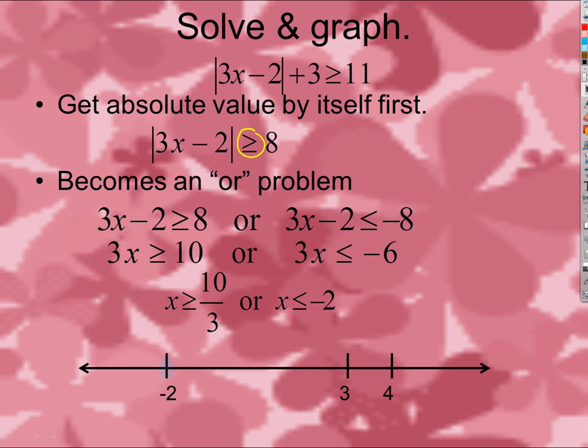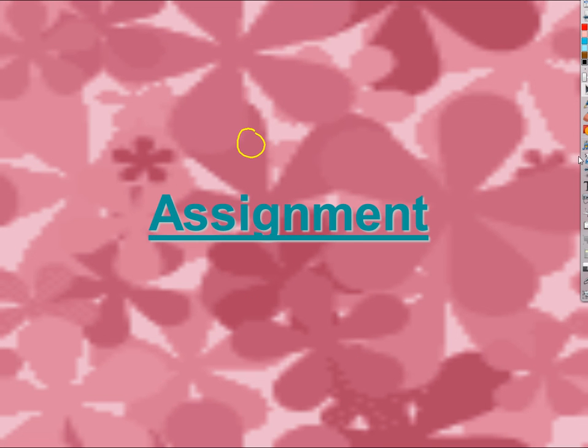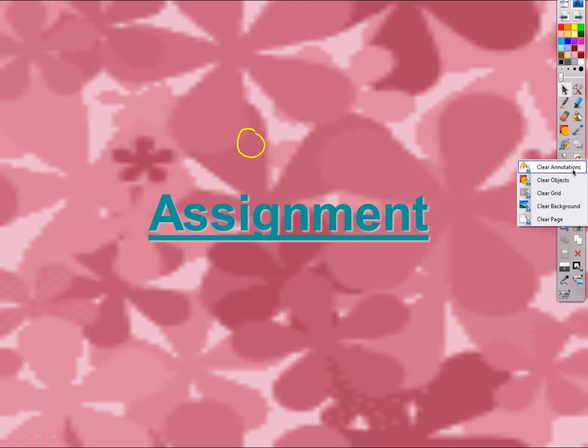And which way do I shade this time? Outside. Yeah, horizontal boat. Make sense? Okay? All right, and that's it. That's it for chapter 1.